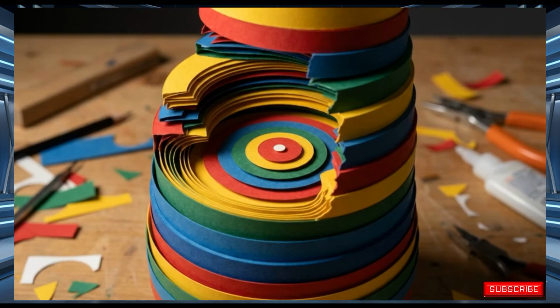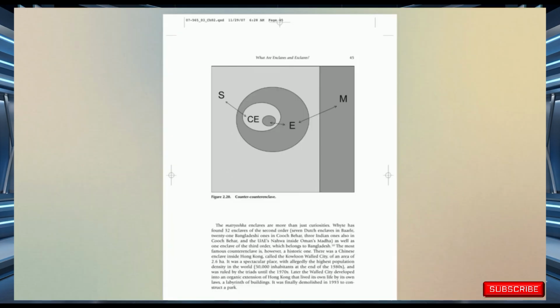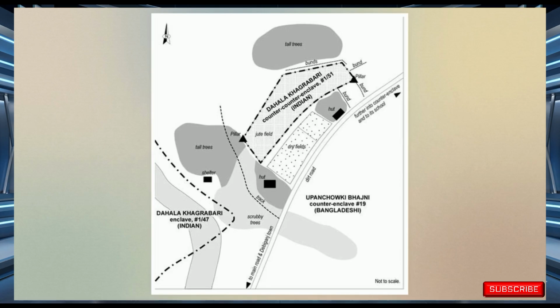This logic can be pushed to an absolute extreme. This abstract diagram illustrates a theoretical matryoshka doll of borders. M stands for the mainland, S is the surrounding state, E is the enclave, and CE is a counter-enclave. It is a border nested inside a border, nested inside a third border. This actually happens in the real world.